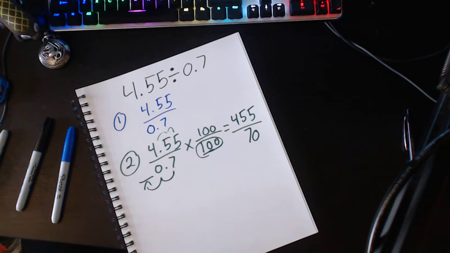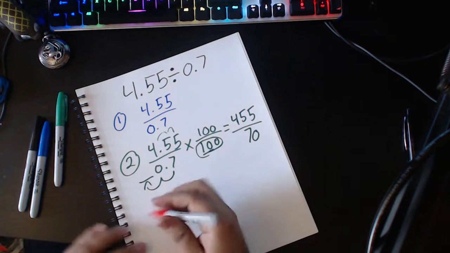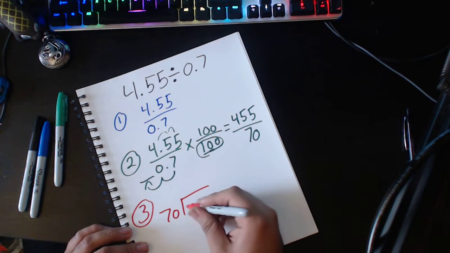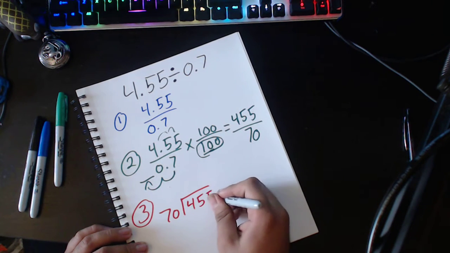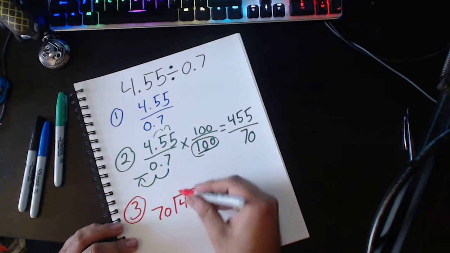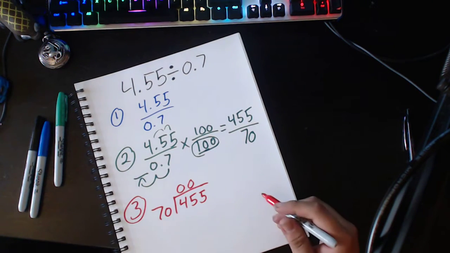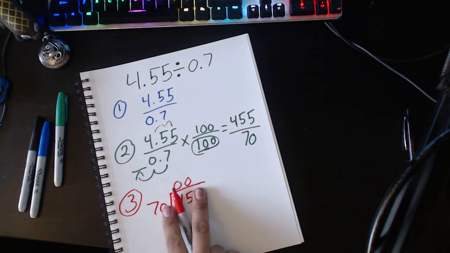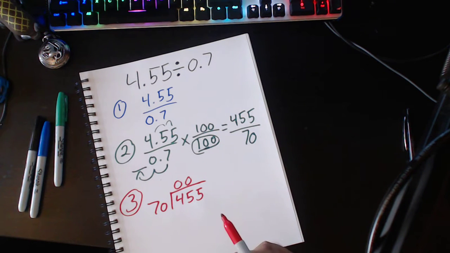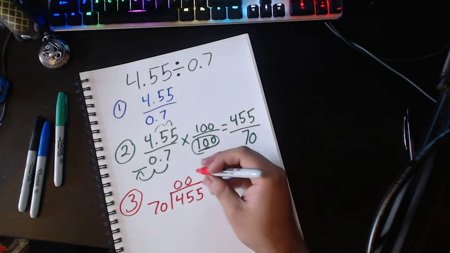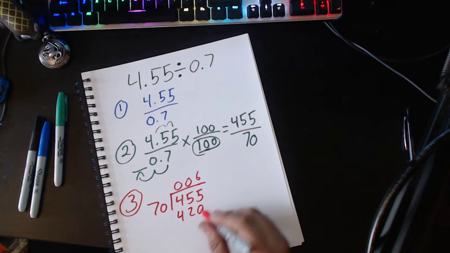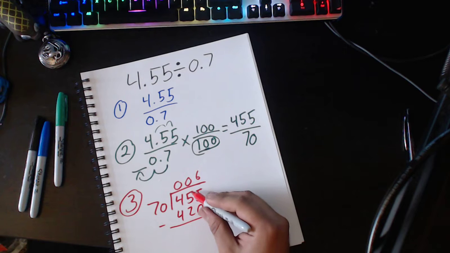So now, my third step, which is to divide it out. So I have 70, and then I have 455. Well, 70 does not go into 45. 70 does go into 455. Let's pretend that's a 0. 7 goes into 45. Sorry, I blanked out for a second. 6 times. 7 times 6 is 42, or in this case, 420. We subtract it.